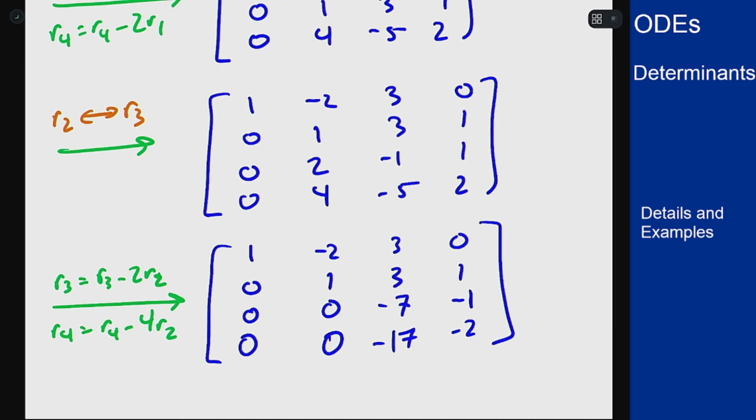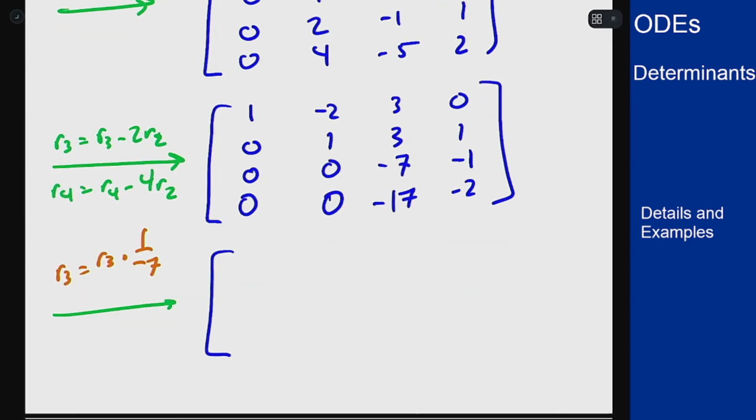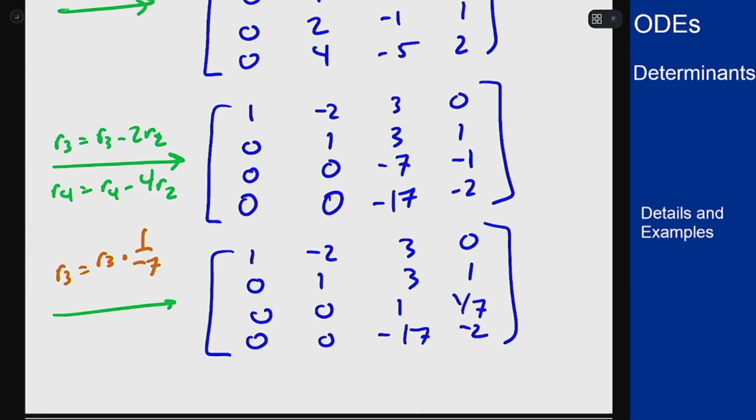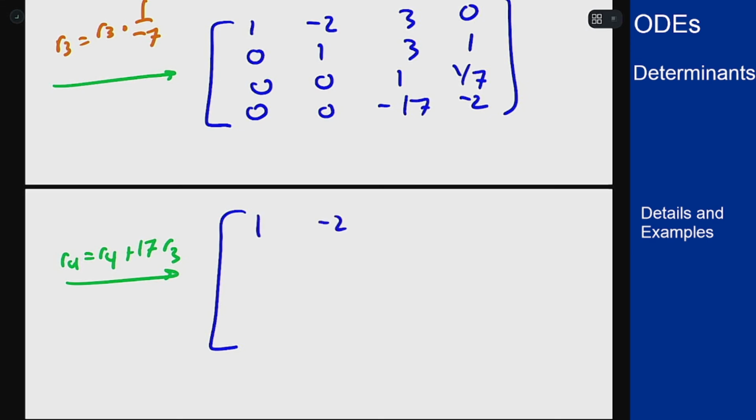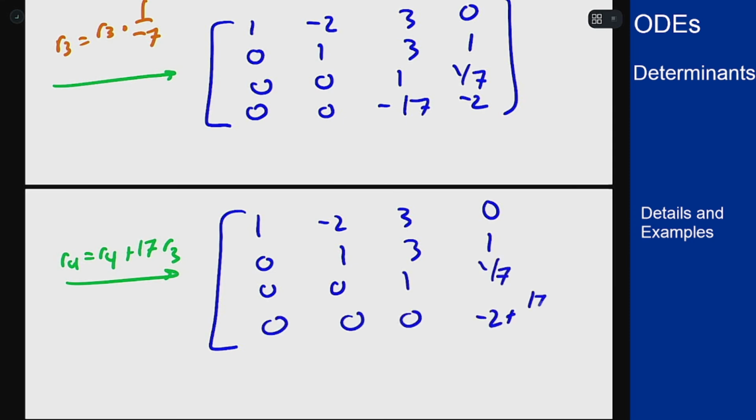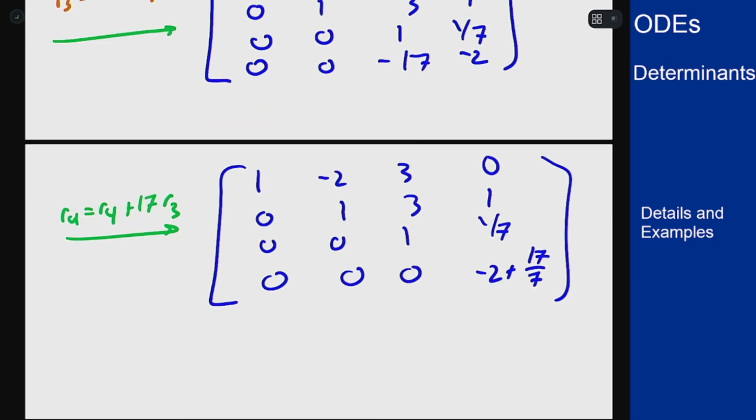Now nothing here looks super convenient, so I'm just going to go for it and divide the third row by -7 to put a 1 in that slot, which gives the following matrix. And then I'm going to add 17 copies of row 3 to row 4 to get rid of that -17. So I will get 1, -2, 3, 0, 0, 1, 3, 1, 0, 0, 1, 1/7, 0, 0, 0, and then -2 plus 17 over 7, which is 3 over 7, because -2 is -14 over 7.